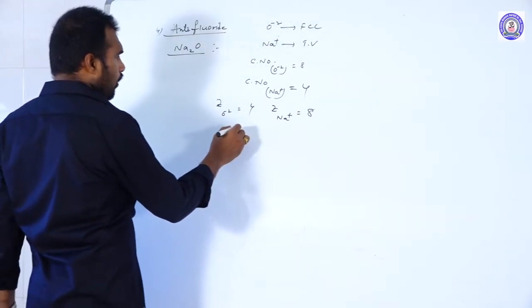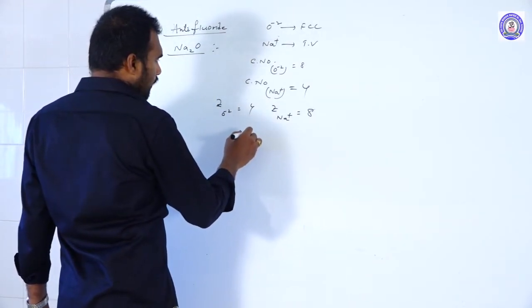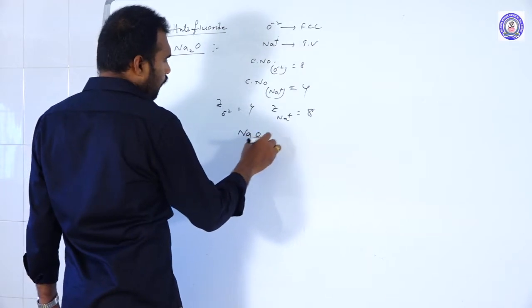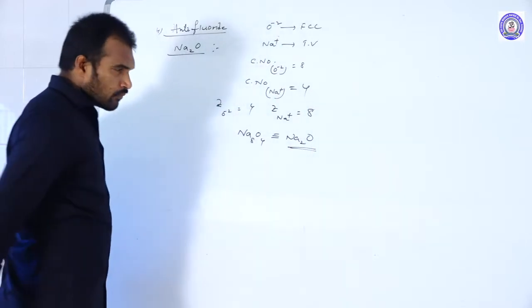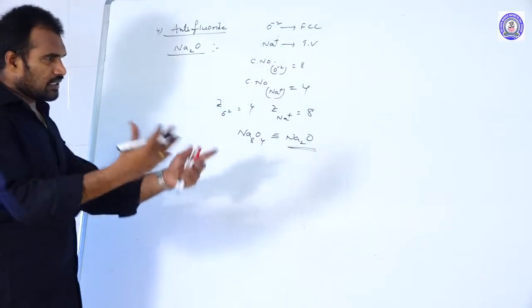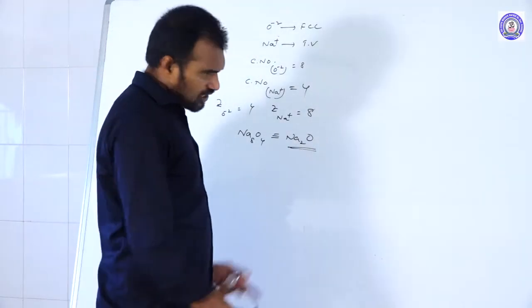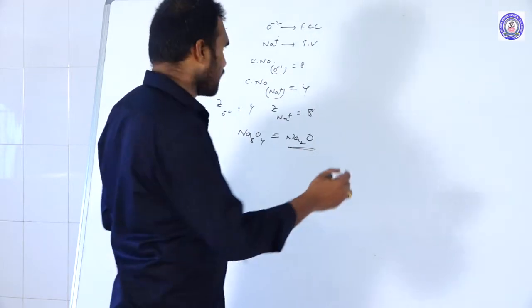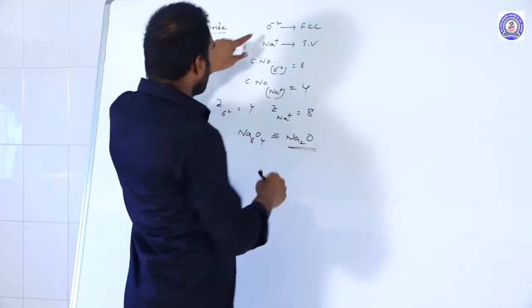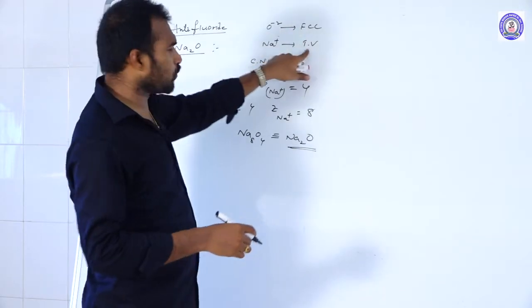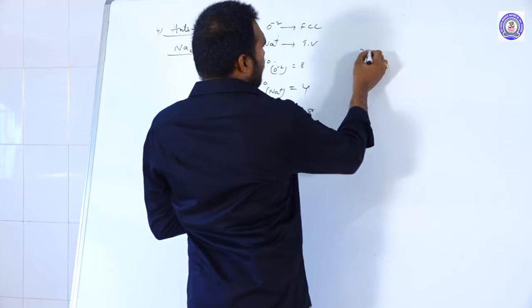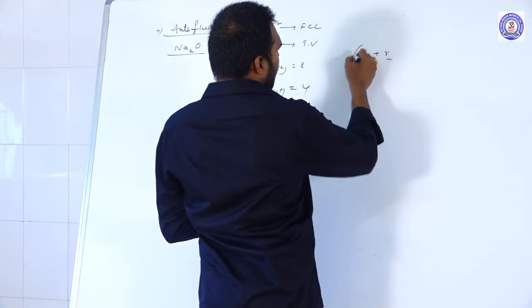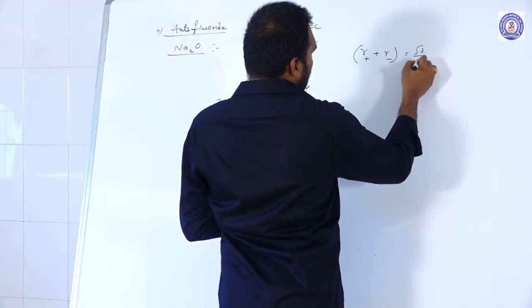So the chemical formula will be Na8O4, simply Na2O. And if you take the distance between them, it is the same as before. This distance relation will be, why? Because one is forming FCC and the other is occupying tetrahedral voids, definitely root 3 by 4 will come. So that is why the radius of cation plus radius of anion is equal to root 3 by 4 a.